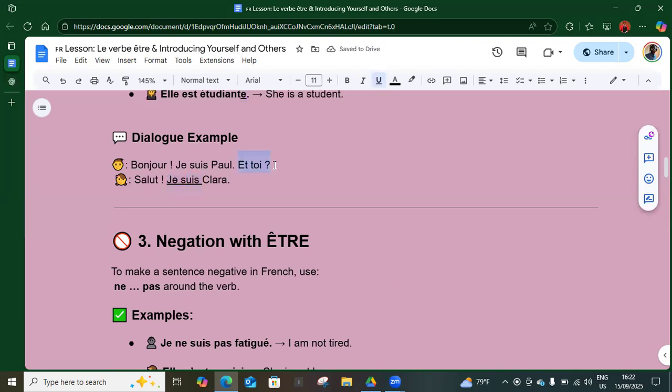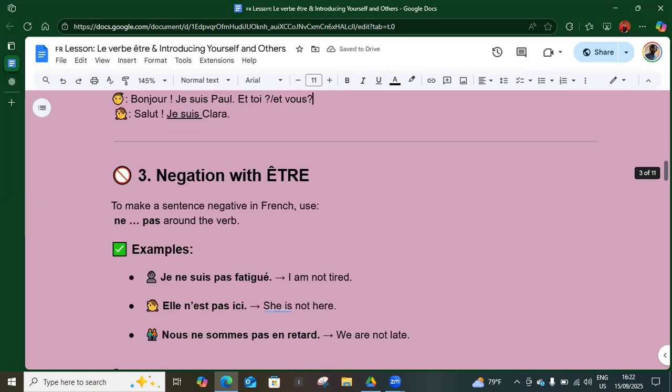And here, et toi means and you. Okay, this et toi is informal. You can use toi for family members, friends, or children. But for an adult or in a formal environment, you say et vous. Okay, good. Number 3, we have negation.